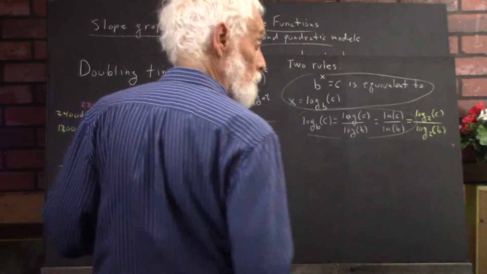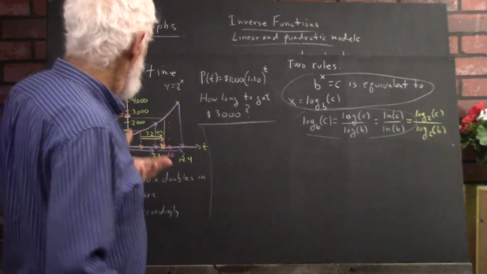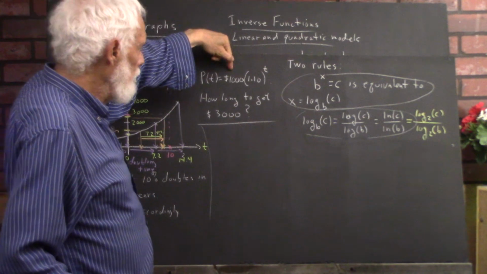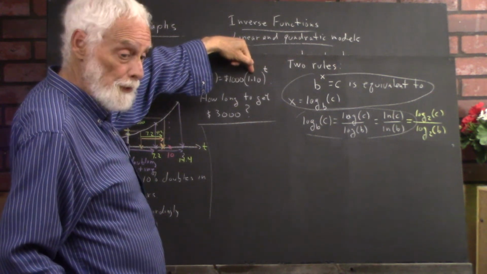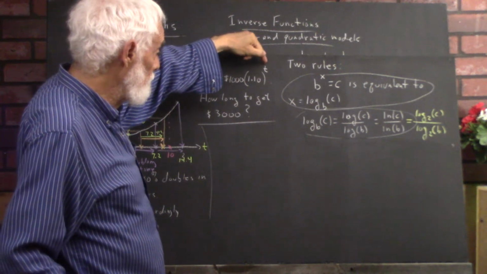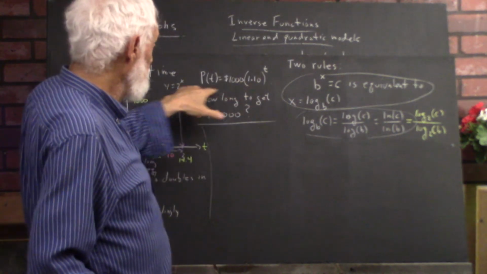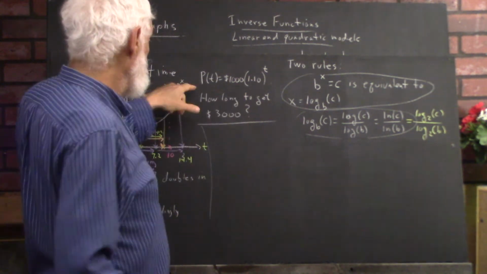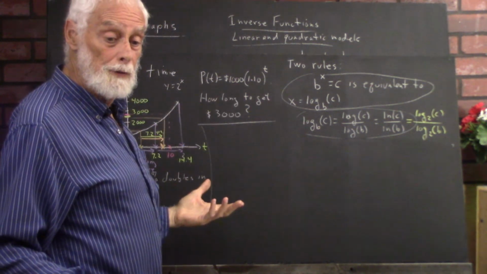Okay, so we're going to solve another logarithmic equation that arises. We have our principal, $1,000 at 10% annual interest compounded annually. You've got $1,000 times 1.10 to the t. That's your function, P of t. So the question is, how long do we get $3,000?